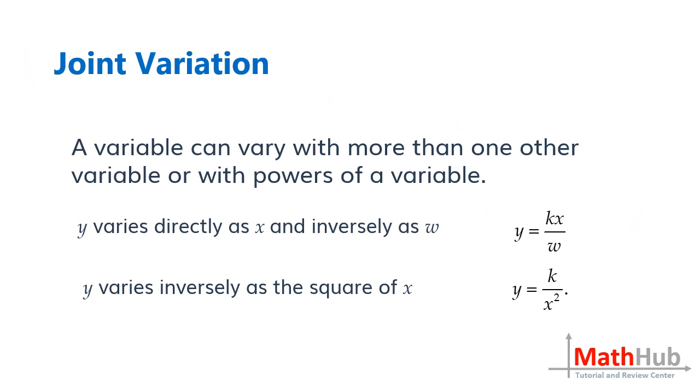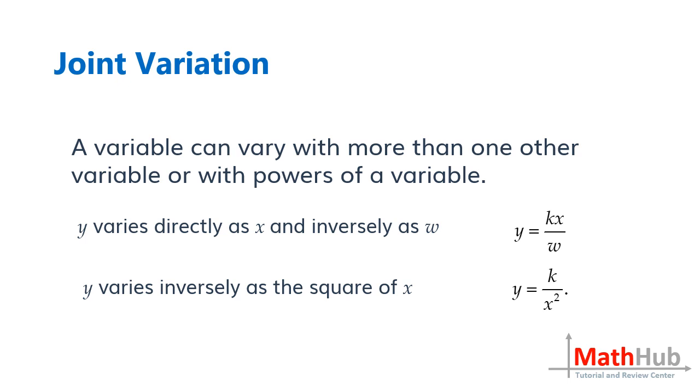For the last kind of variation, we have joint variation. For joint variation, a variable can vary with more than one other variable or with powers of a variable. So joint variation is like a combination. For example, we have here y varies directly as x and inversely as w.